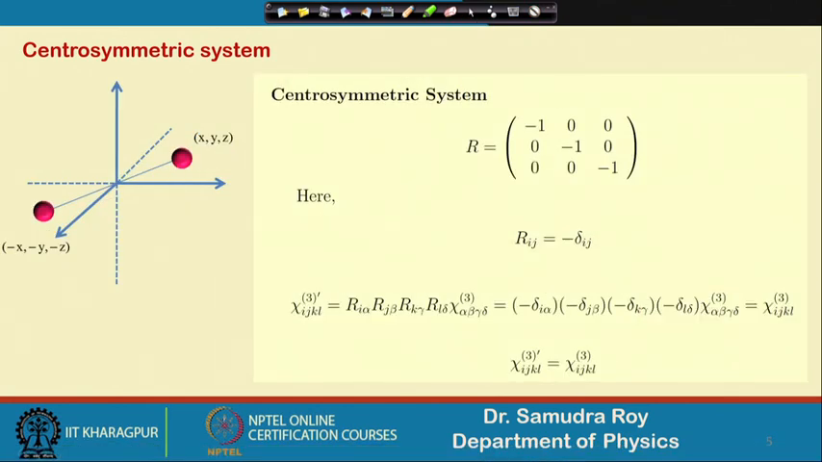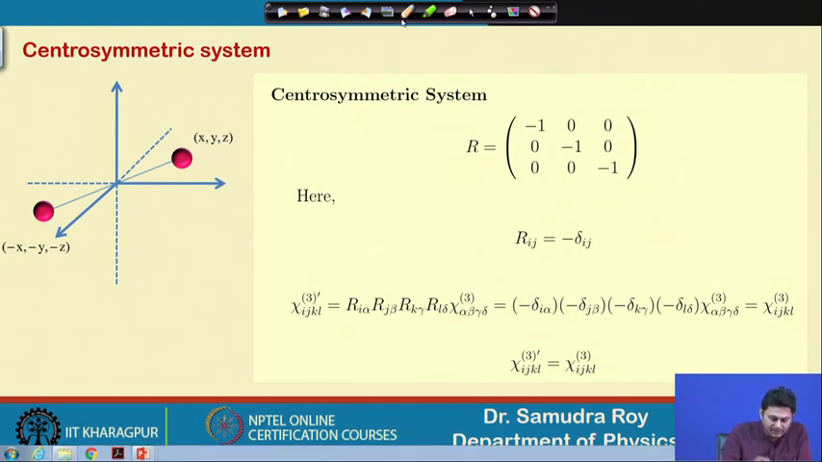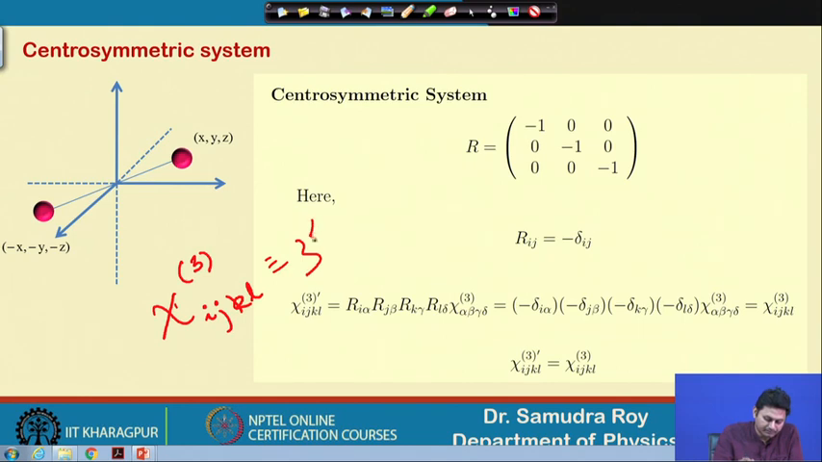So, now we will extend these things to third order susceptibility. Once we say it is a third order susceptibility, then I am talking about χ^(3). So, χ^(3) should have 4 indices here, i, j, k and l. So, this matrix in principle should have 3 to the power 4 elements, so 81 elements it should have.